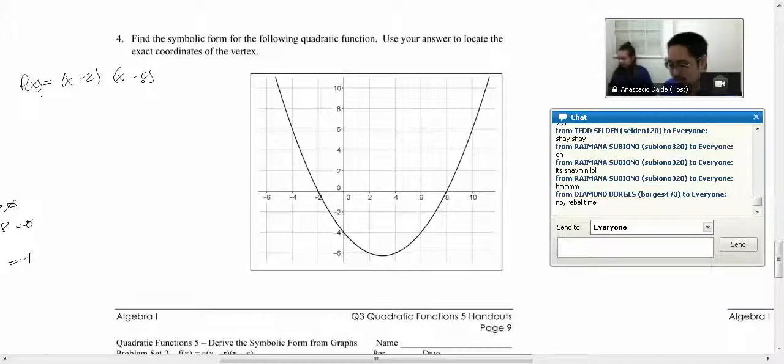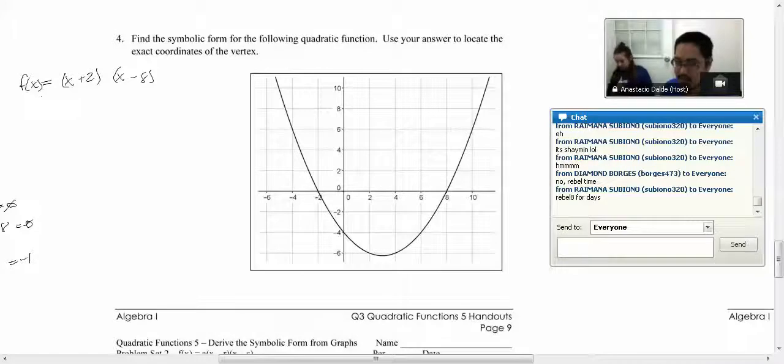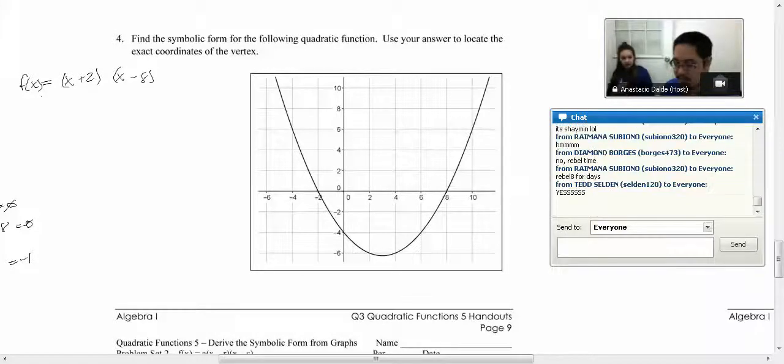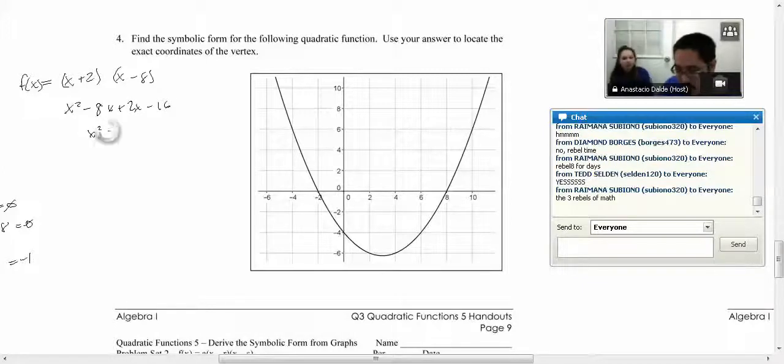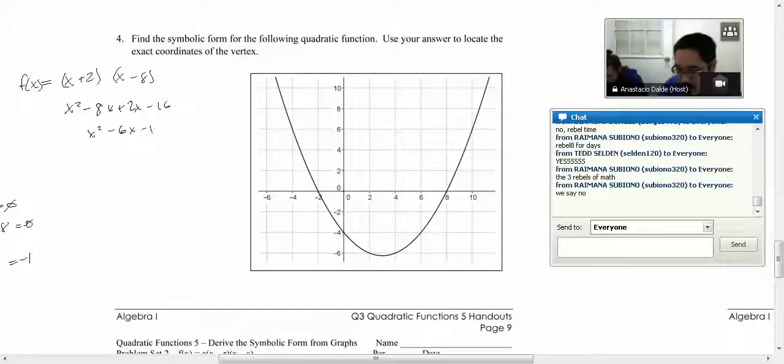Alright, I'll tell you what. Why don't we find where the y-intercept is? How do you do that? Plug in. Yeah, okay, fine. x squared minus 8x plus 2x minus 16. So that would be x squared minus 6x minus 16.